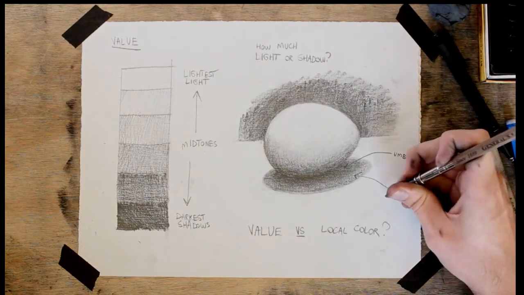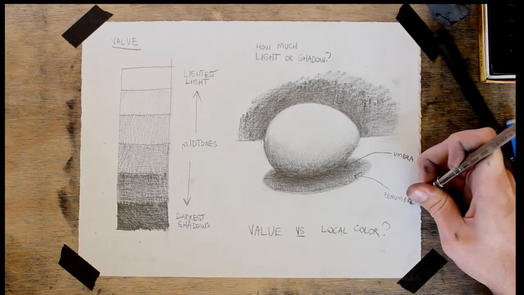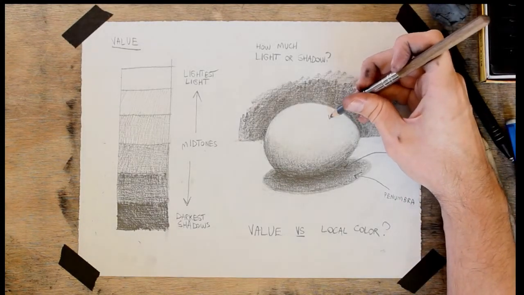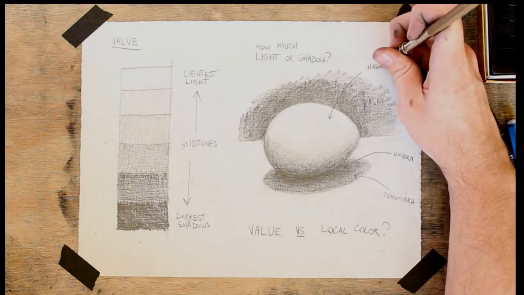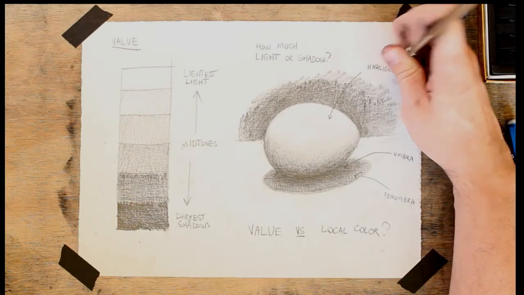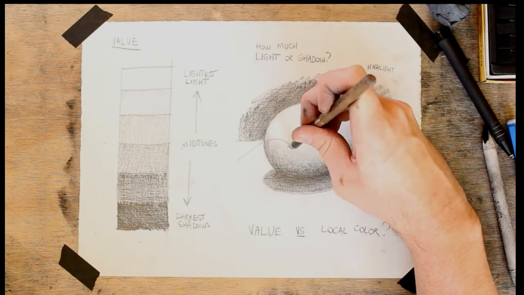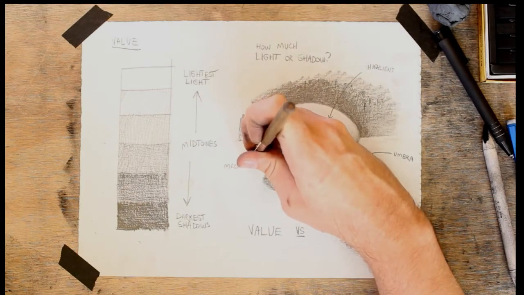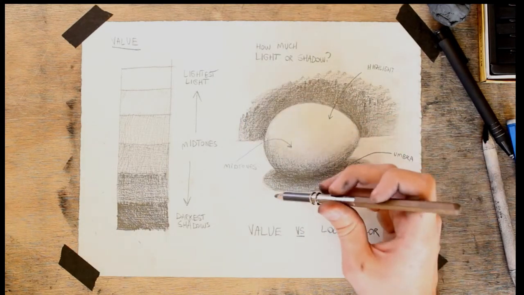The darkest shadow underneath the egg we call the umbra, whereas the more diffuse shadow around the edge of its cast shadow we call the penumbra, the edge of the shadow. The lightmost facing surface of the egg we can call the highlight. The middle transitional area we generally refer to as midtones. And the non-light facing side we can call the shadow or the lowlight.